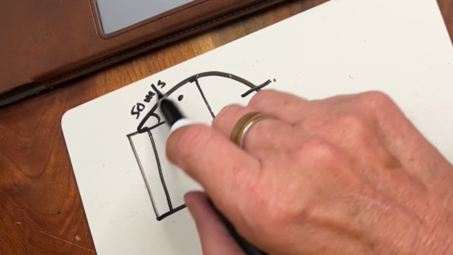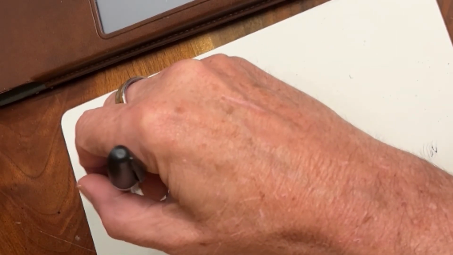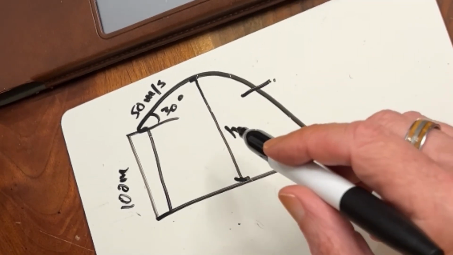Okay, so now let's put everything together. Let's shoot a ball up at an angle off of a cliff and just solve for everything. Once again, we're shooting a ball up at 50 meters per second at a 30-degree angle off of a cliff that's 100 meters high, and we want to know, well, everything.